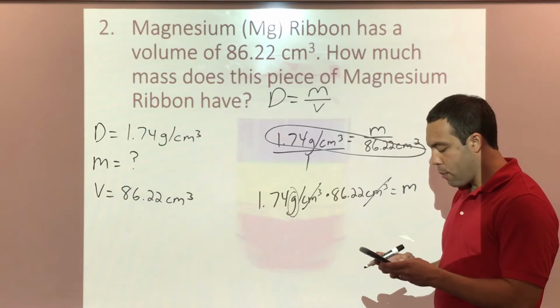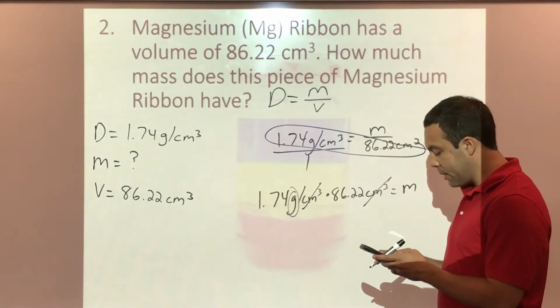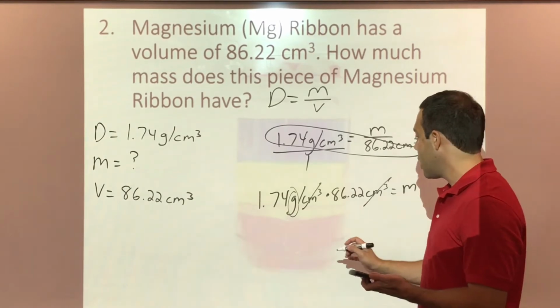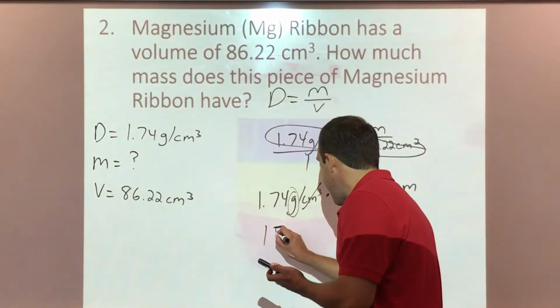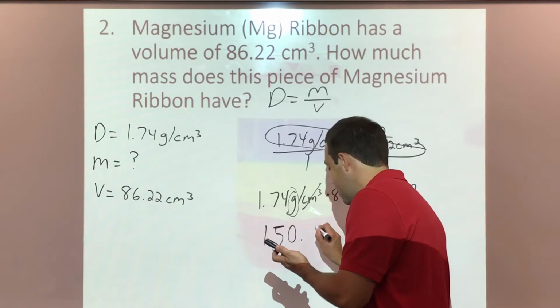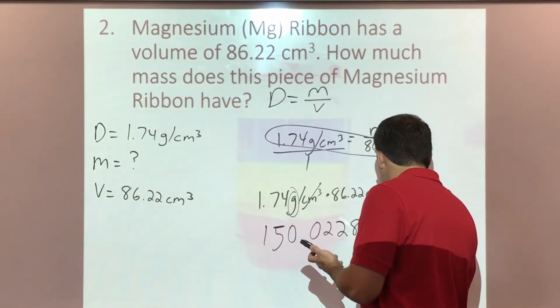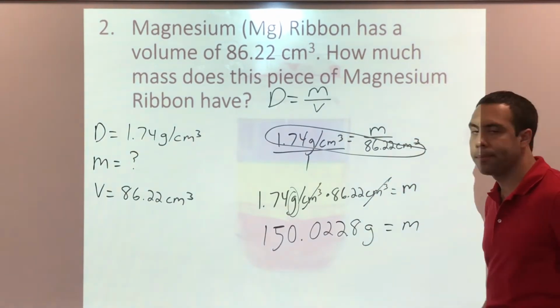So we're left with the unit of grams, which is perfect because we're trying to find mass. Now we multiply 1.74 times 86.22. Write down every single number in your calculator. So we have 150.0228 grams equals your mass.